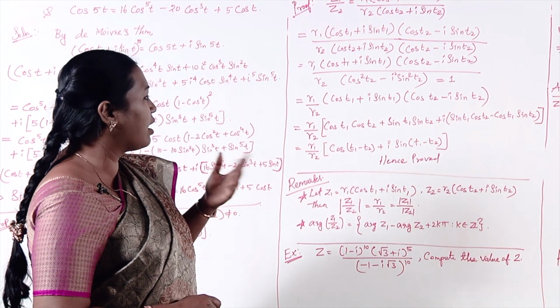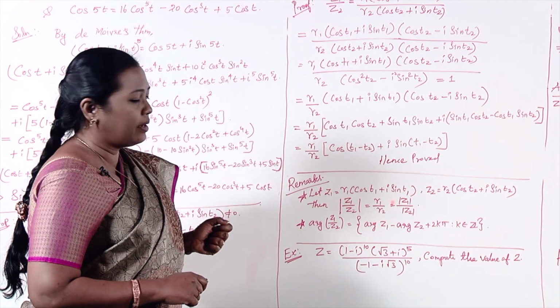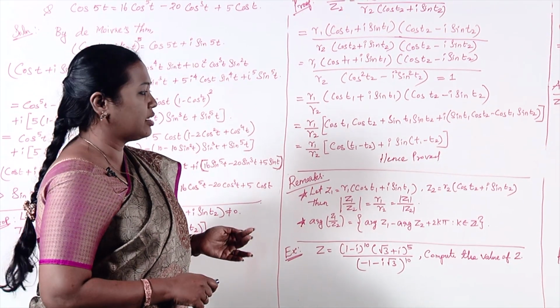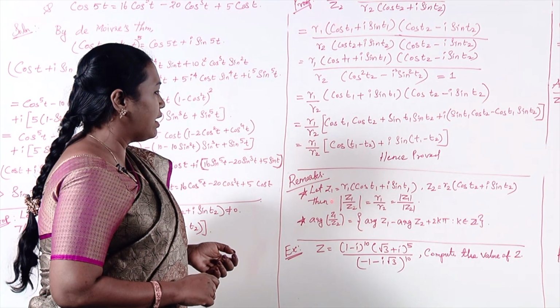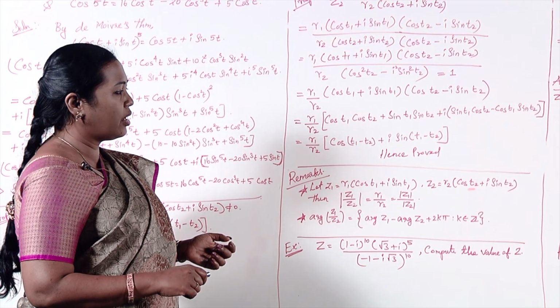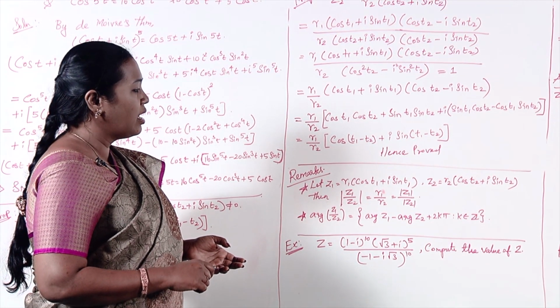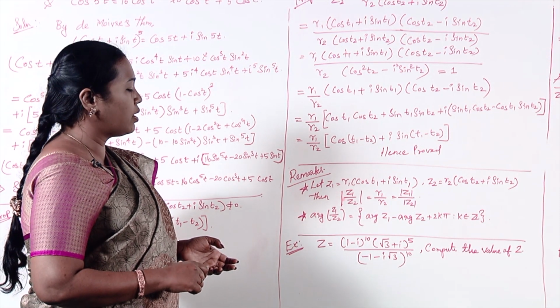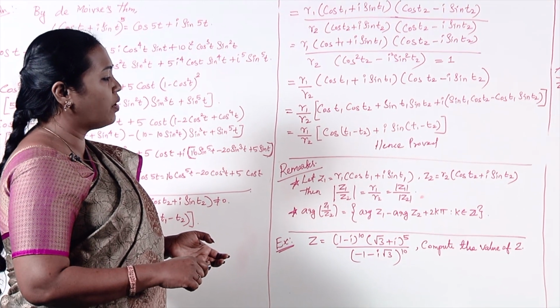We shall see a remark related to this proposition. Modulus is an important function in complex numbers. Modulus is mostly to do with a distance function. So Z1 is R1 cos T1 plus I sin T1 and Z2 is R2 cos T2 plus I sin T2. Then the modulus is merely R1 by R2. So modulus of Z1 by Z2, the whole modulus, is the same as modulus Z1 by modulus Z2.